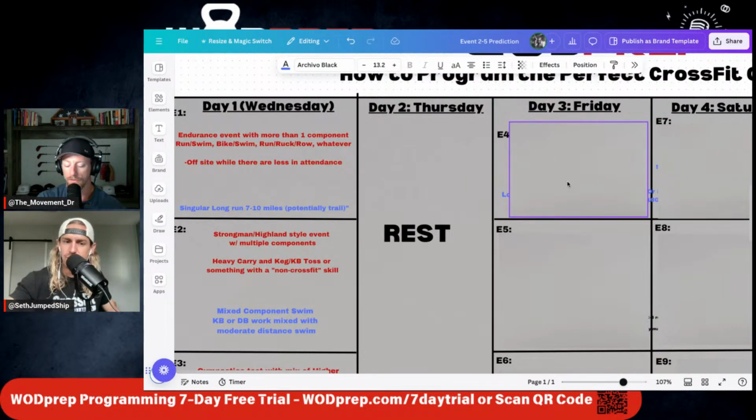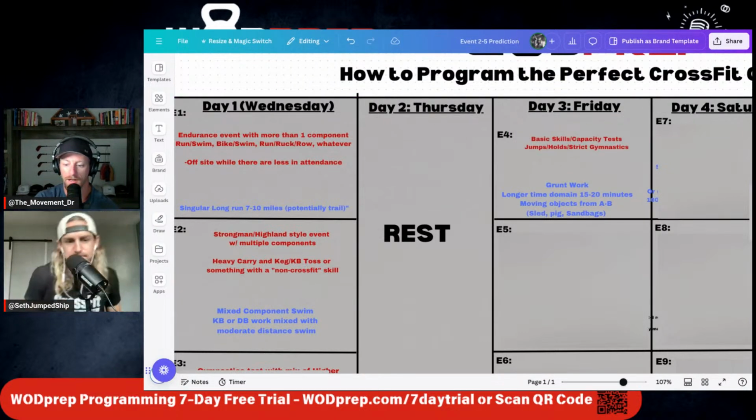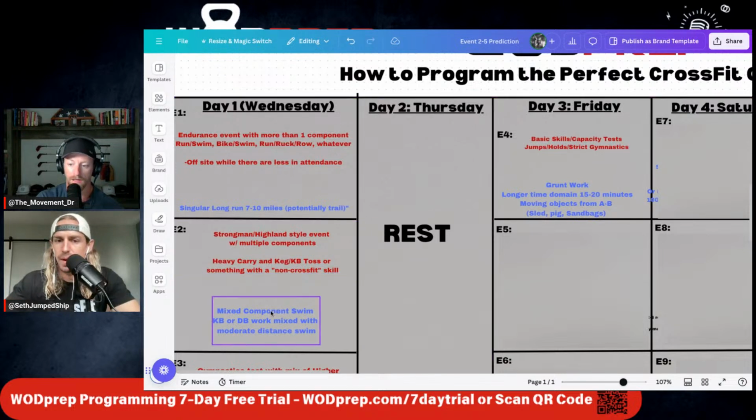Sweet. Okay, let's go to event 4. I think this is where I had this grunt work, maybe coming back into the Highlands thing. I sort of like the Highlands thing to fit here a little better. And then I think taking them back off campus again for the morning on Friday for this mixed swim piece would fit really cool.